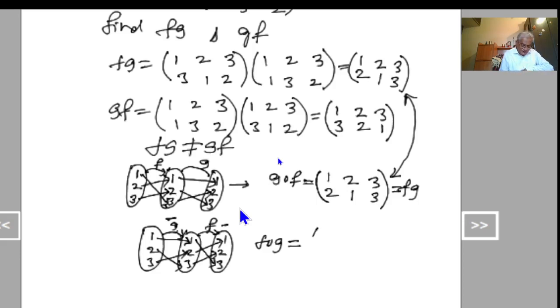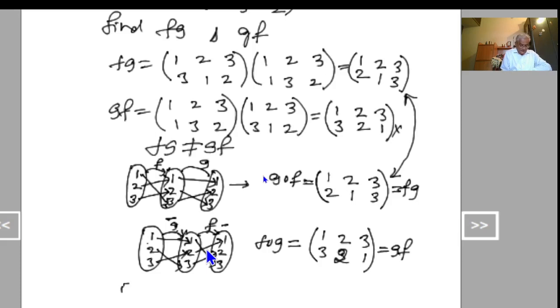This is equal to, see here, 1 is mapped onto 1, and that 1 is mapped onto 3. Finally, 1 goes to 3. 2 goes to 3, 3 goes to 2, that means 2, 2. And 3 to 2, 2 to 1, that is 3 to 1. This is our F composition G. This is nothing but our GF.